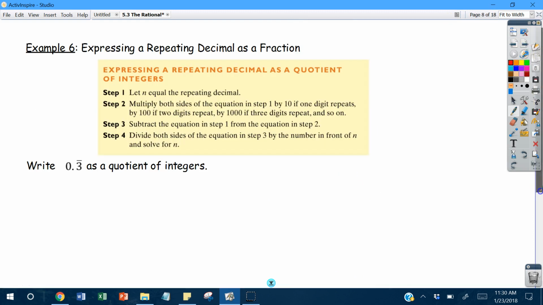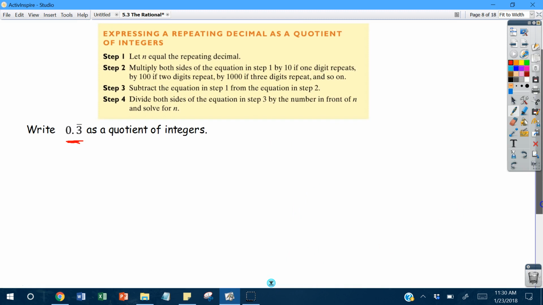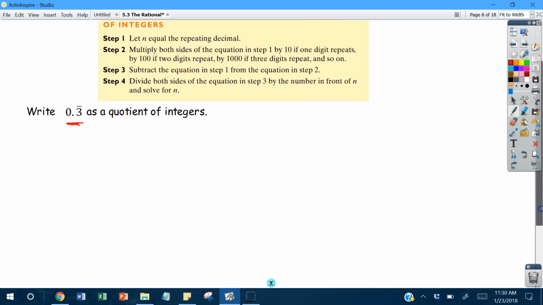We now have to deal with the case where we have decimals that aren't terminating. So here's that repeating decimal sign up here. That little bar means we're not dealing with 0.3. We're dealing with 0.33333 that goes on forever. And this is a little trickier to write as a rational number, but we can do it. So there's some steps up here that I'm going to follow pretty rigidly so that we get to the right answer. I'm just going to walk you through how this works.